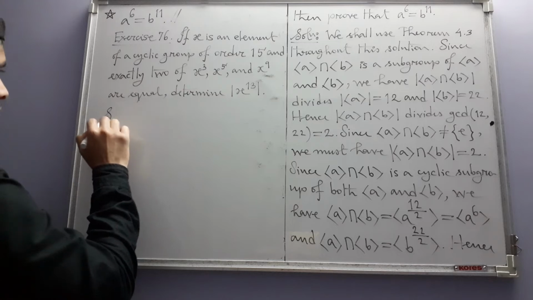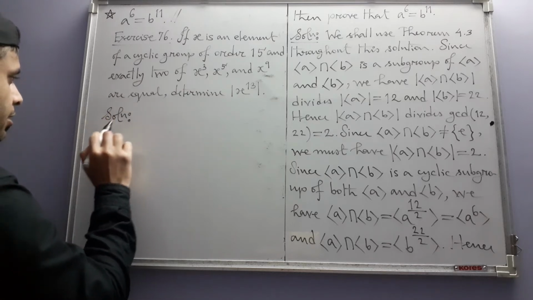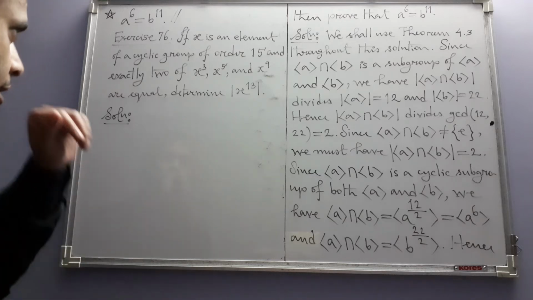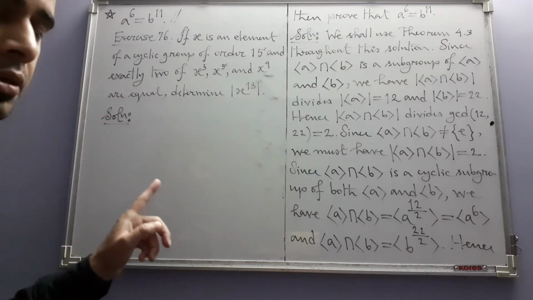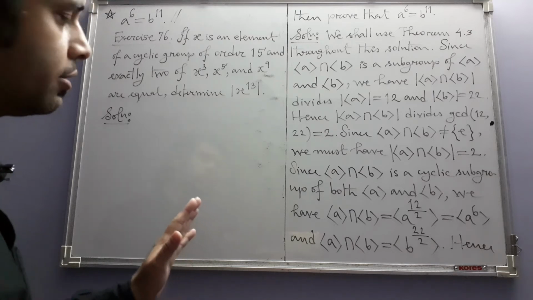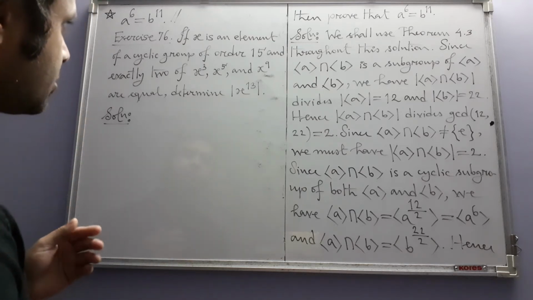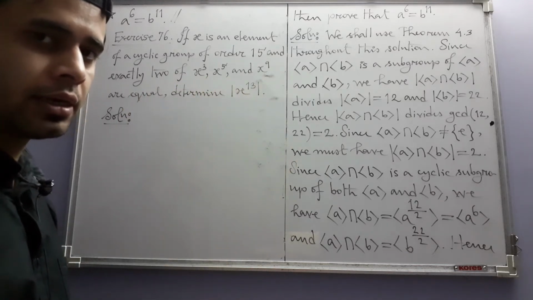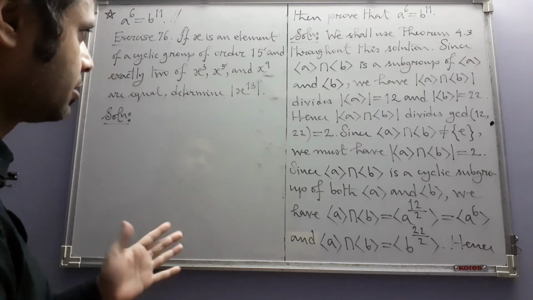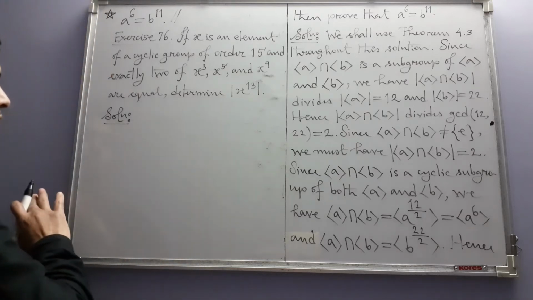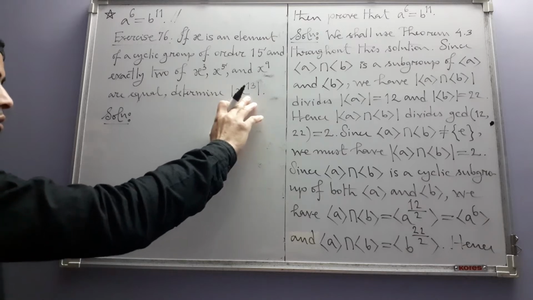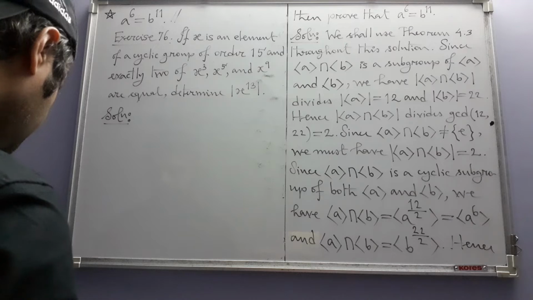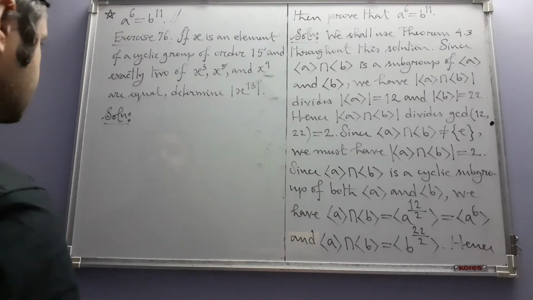Okay, so the cyclic group has order 15 and x is an element of this cyclic group. x is not given to be a generator, okay, keep that in mind, such that out of these three elements exactly two are equal and the third is different. We don't know what they are. Under these given conditions we have to find the order of x to the power 13. So here the solution goes like this.